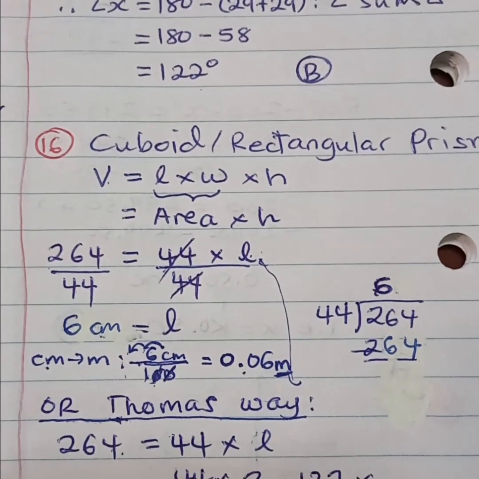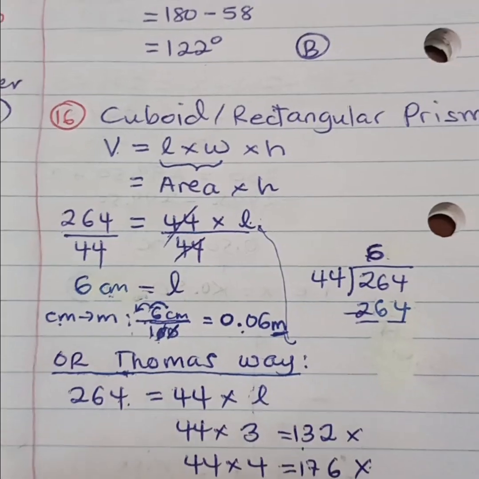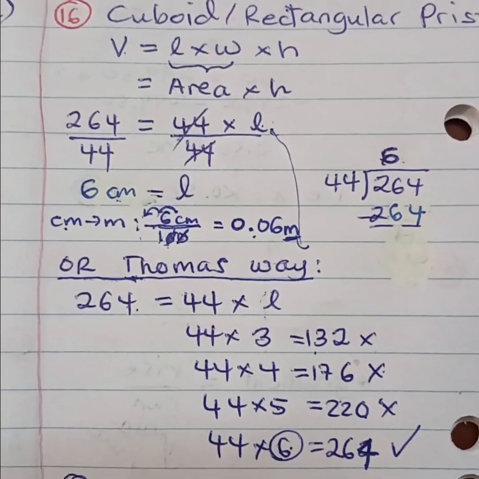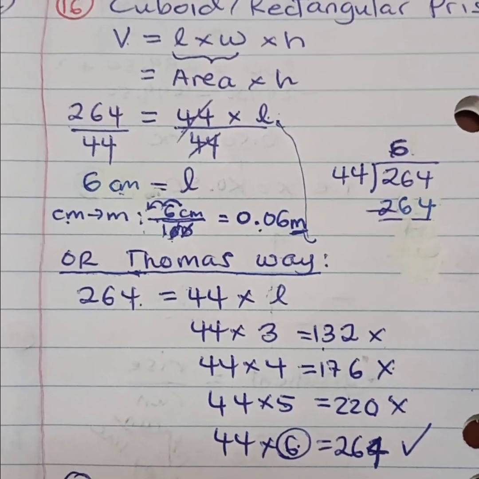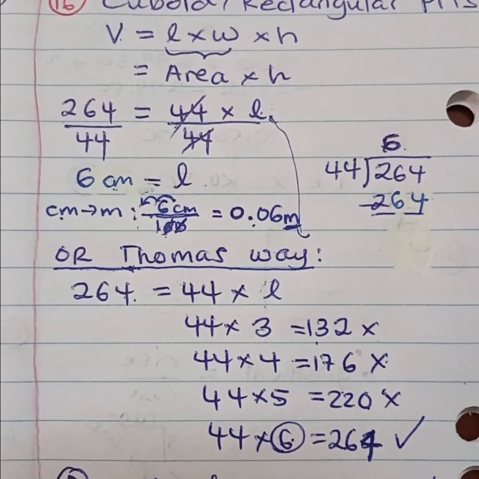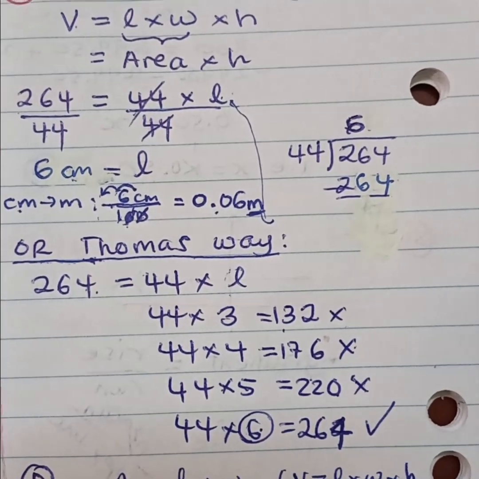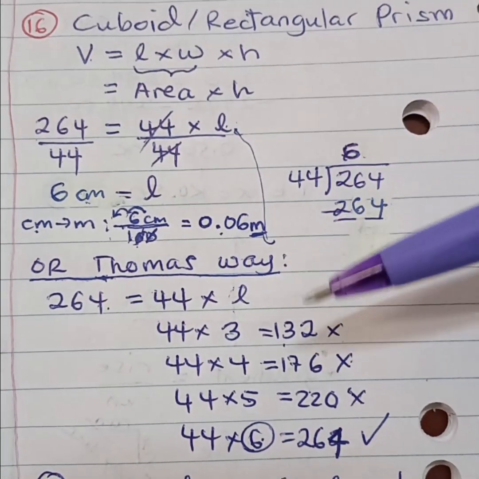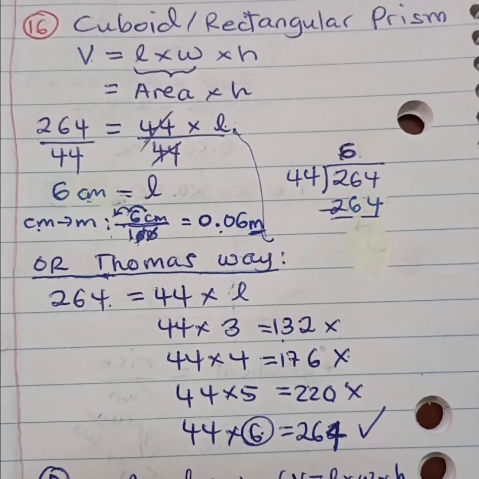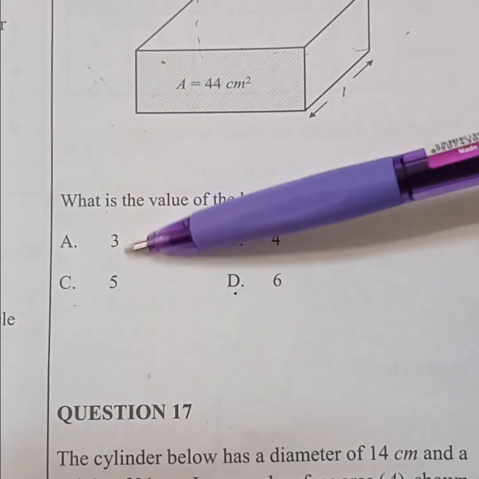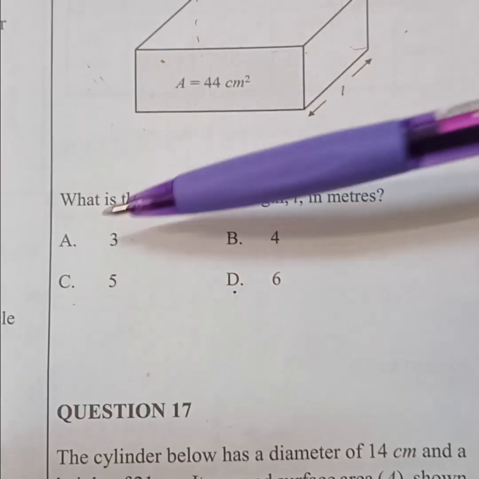Now, I would like to show you another way, which I call the Thomas way. The name Thomas comes from the Thomas in the Bible who did not believe that Jesus was Jesus, and he needed proof. That's the whole idea, proof. So we are going to be like Thomas, and we are going to check all the options that are given, A to D.